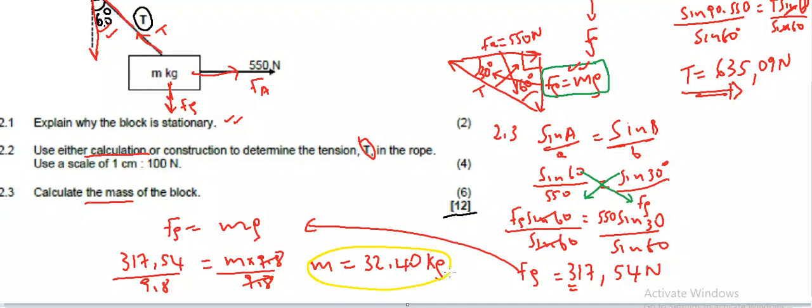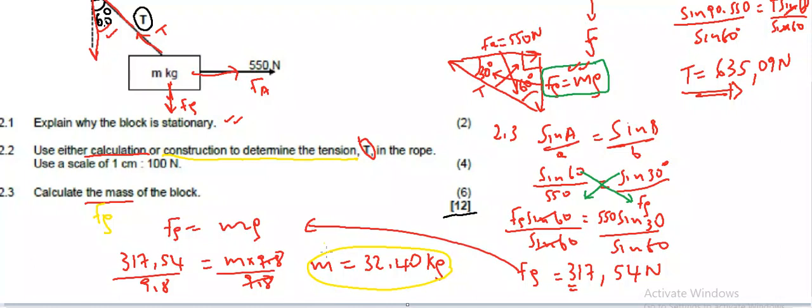So since we are looking for a mass, the mass is from Fg. Therefore, we must first get Fg. So this is the method that I use, but we have another method which is the component method. We can also use the component method to answer this question, in fact all of these questions. We can also use construction to determine the tension, even Fg, but I always prefer the sine rule in this case.